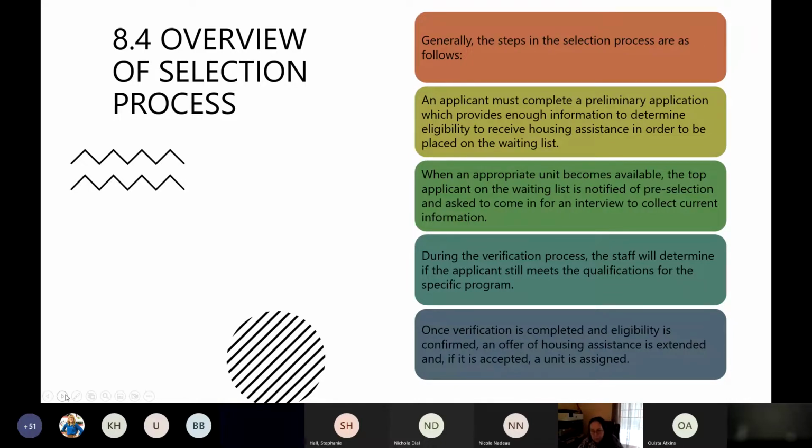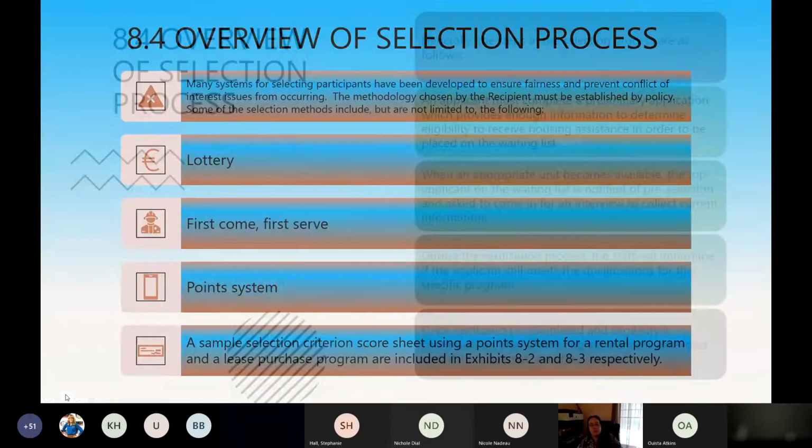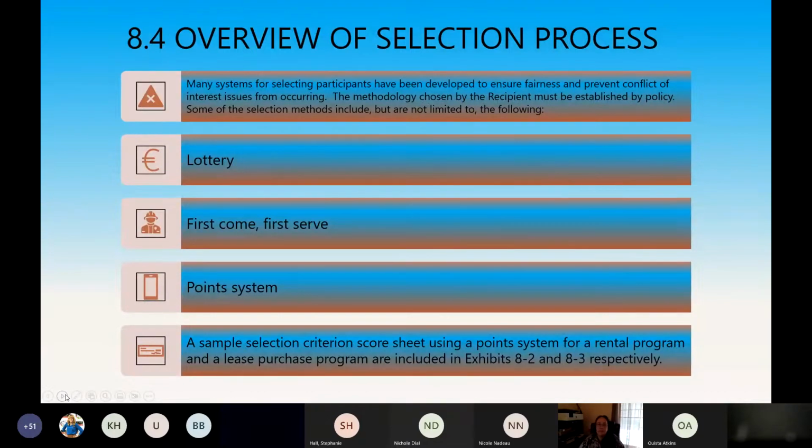During the verification process, the staff will determine if the applicant still meets the qualifications for that specific program. Once the verification is completed, eligibility is confirmed, an offer of housing assistance is extended, and if it's accepted, you'll assign them that unit. Don't let them move in or give them the keys until that unit is ready and all your paperwork is done. Okay. Once you do something for one person, you're supposed to be able to do it for everybody.